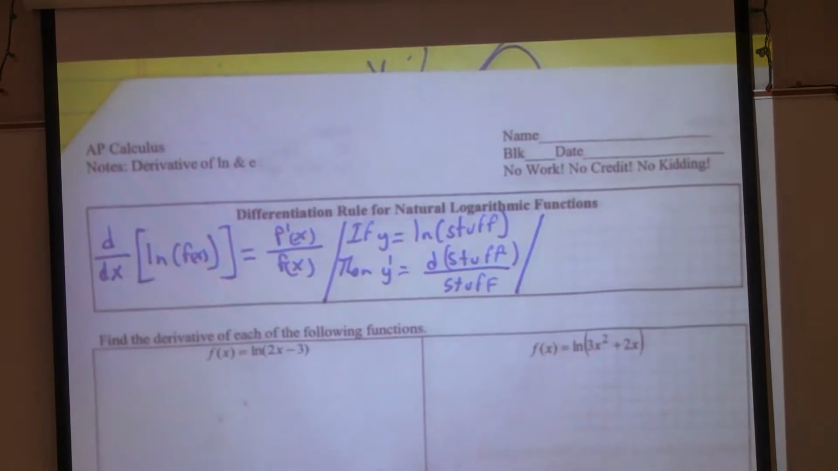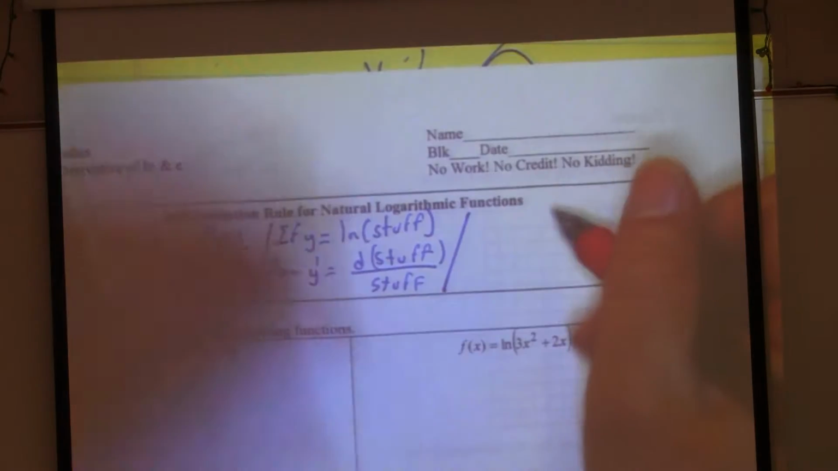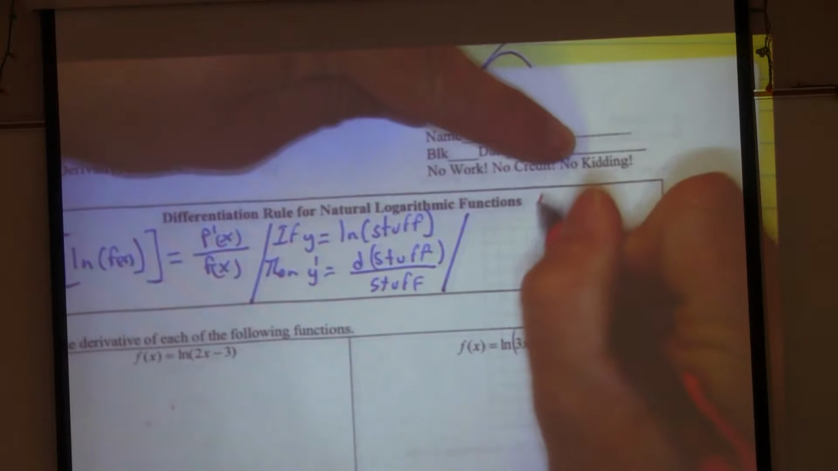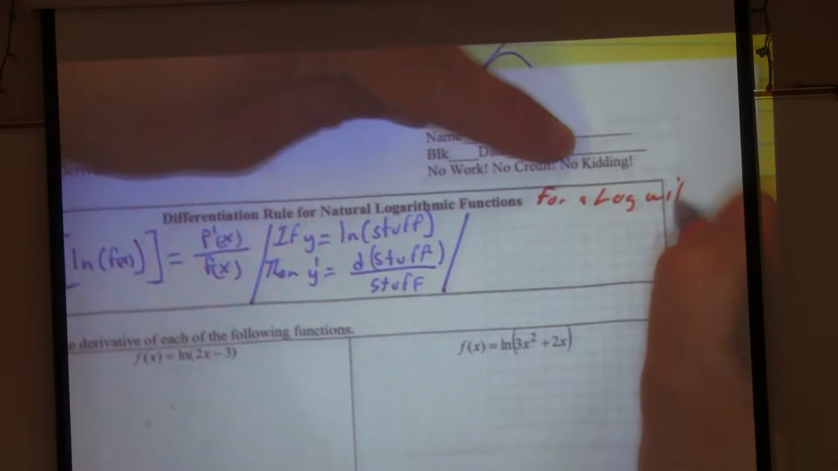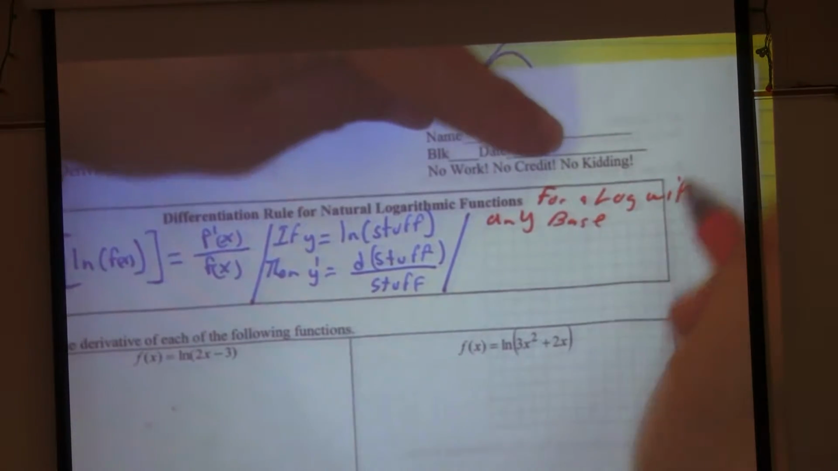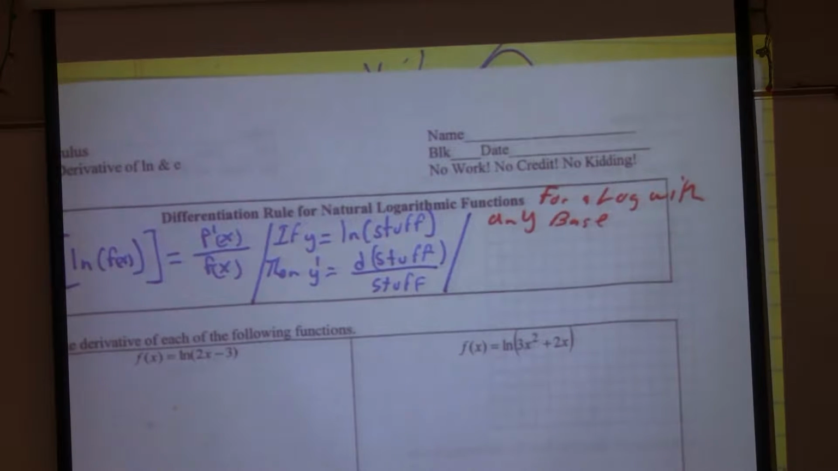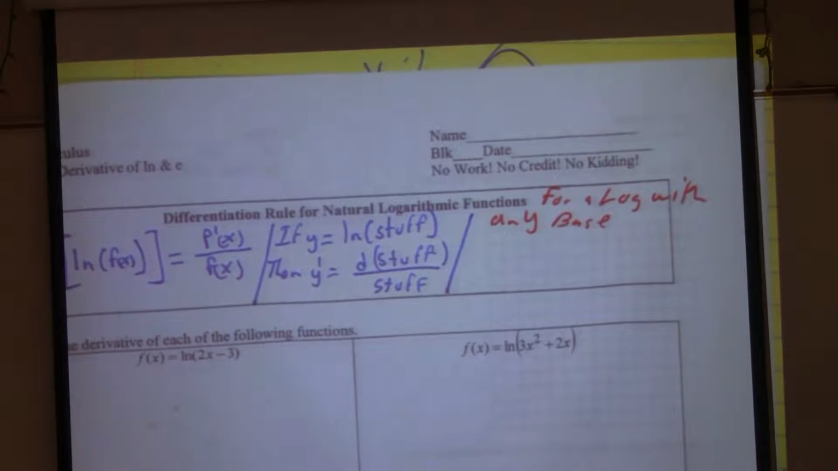Okay? So that's the special rule for natural logs, but let's look for the rule for any log. So for a log with any base. Okay, so if I want the derivative of a log with something other than e as the base. Ready?